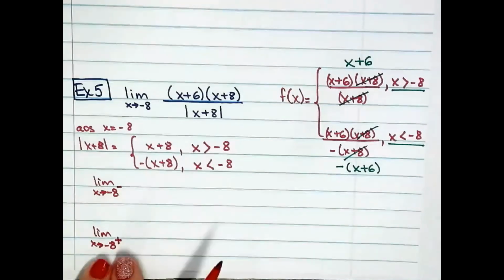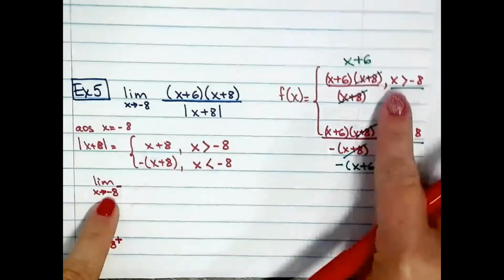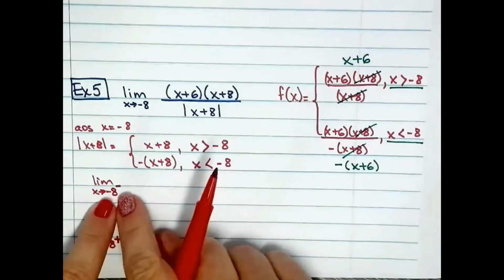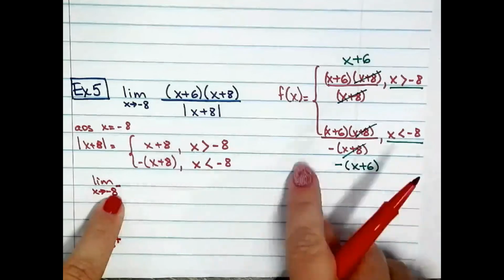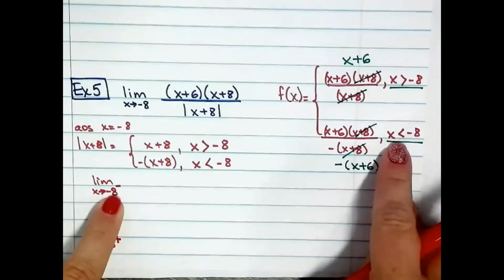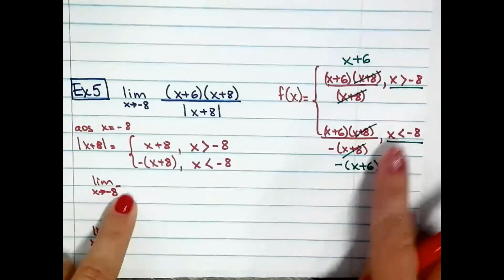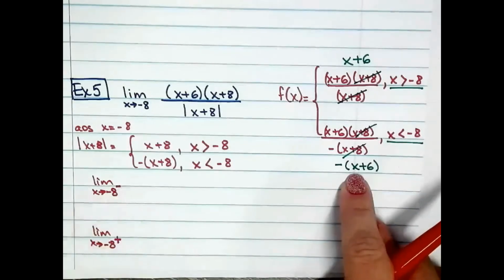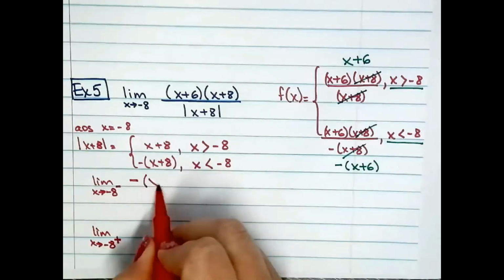So here we go. So which one of these do I choose when I'm calculating the limit as x approaches negative 8 from the left? So from the left is this one. So I have to use this one. So negative x plus 6.